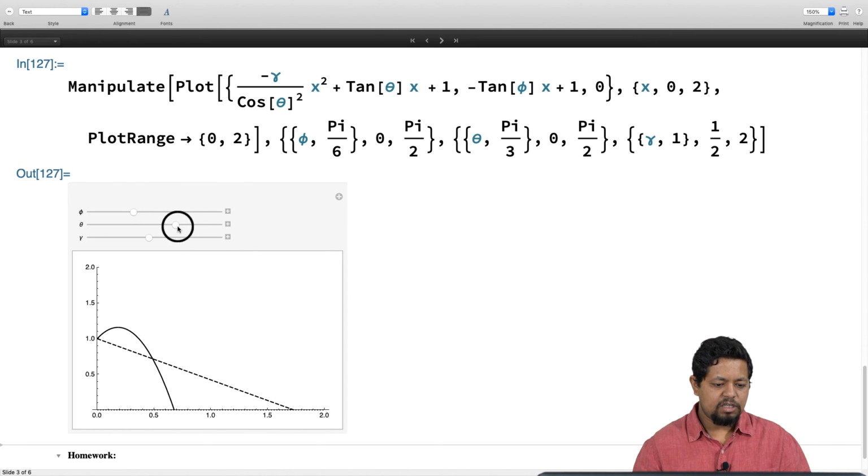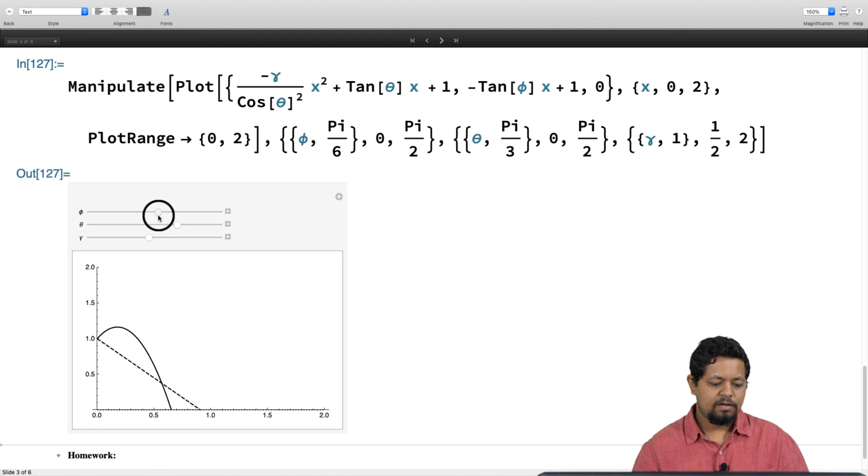Let me go ahead and change theta now. As I change theta, again I am changing the angle at which I throw the ball, and that also changes the trajectory. Let me go ahead and change phi now. As I change phi, I change the angle of the hill, and as you see, if the hill becomes more steep, we lose a solution.